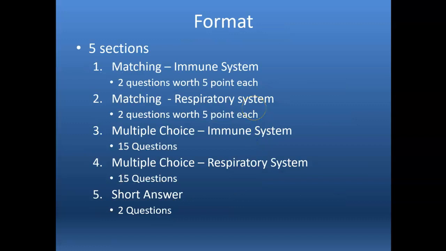Sections, there'll be 5 sections rather than 7. So there'll be 2 matching sections, one for the immune system, one for the respiratory system. 2 questions, 5 points each, so that's 10 points there, 10 points there. Multiple choice, 2 sections of that, so immune system, respiratory system. 15 questions, 1 point each there, so that's 30 points altogether, so 20 points, 30 points.